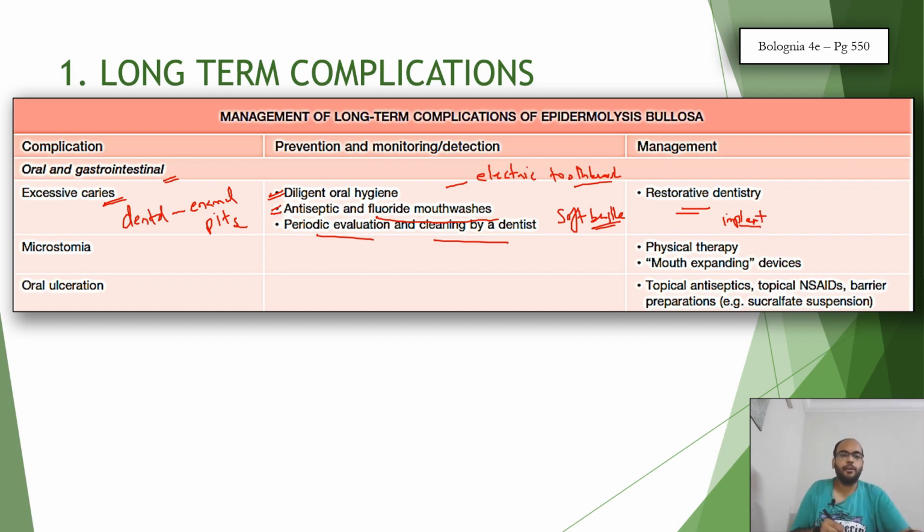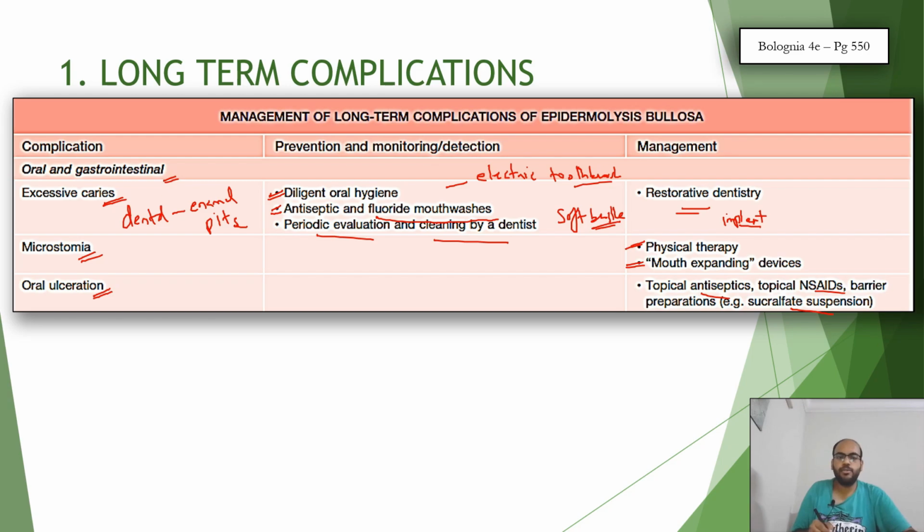Microstomia. Microstomia is when the child is not able to open the mouth fully. The mouth opening is small. So physical therapy and mouth expanding devices can gradually over time expand the mouth opening. Oral ulceration: topical antiseptics, topical NSAIDs to manage pain, and barrier preparations like sucralfate suspension to create a barrier over the ulcer so that it's not painful. All you have to do is make sure there is no secondary infection and there is no pain.